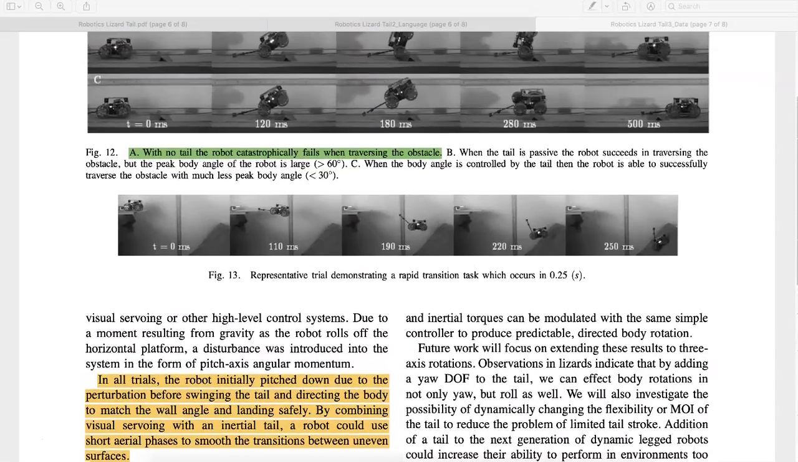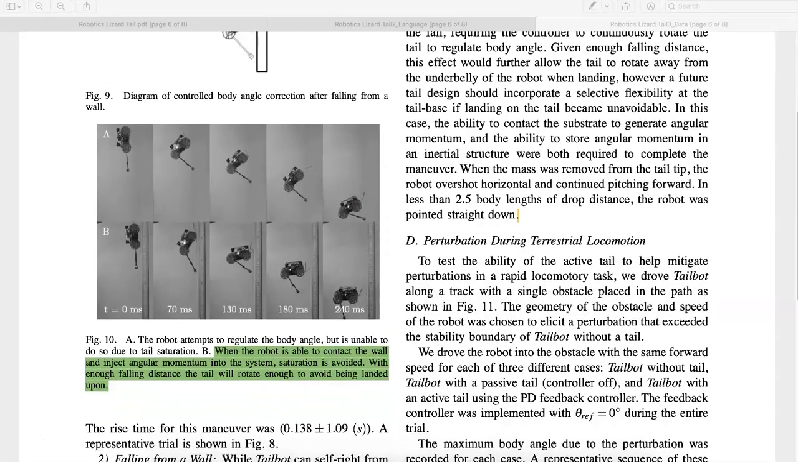Let's look at the caption for Figure 10. "The robot attempts to regulate the body angle, but is unable to do so due to tail saturation. In B, when the robot is able to contact the wall and inject angular momentum into the system, saturation is avoided. With enough falling distance, the tail will rotate enough to avoid being landed upon." Not only do the researchers describe what's happening in the video stills and the experiment itself, they also offer the reader an interpretation of the robot's performance that fits with the types of problems that the design attempts to solve.